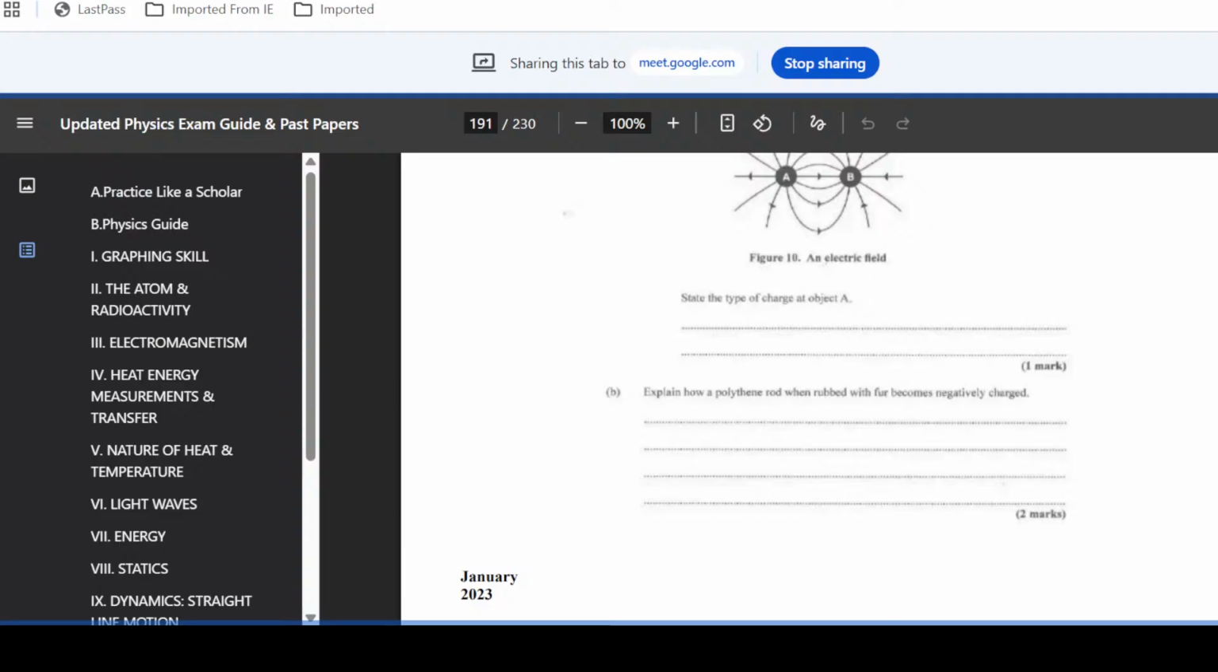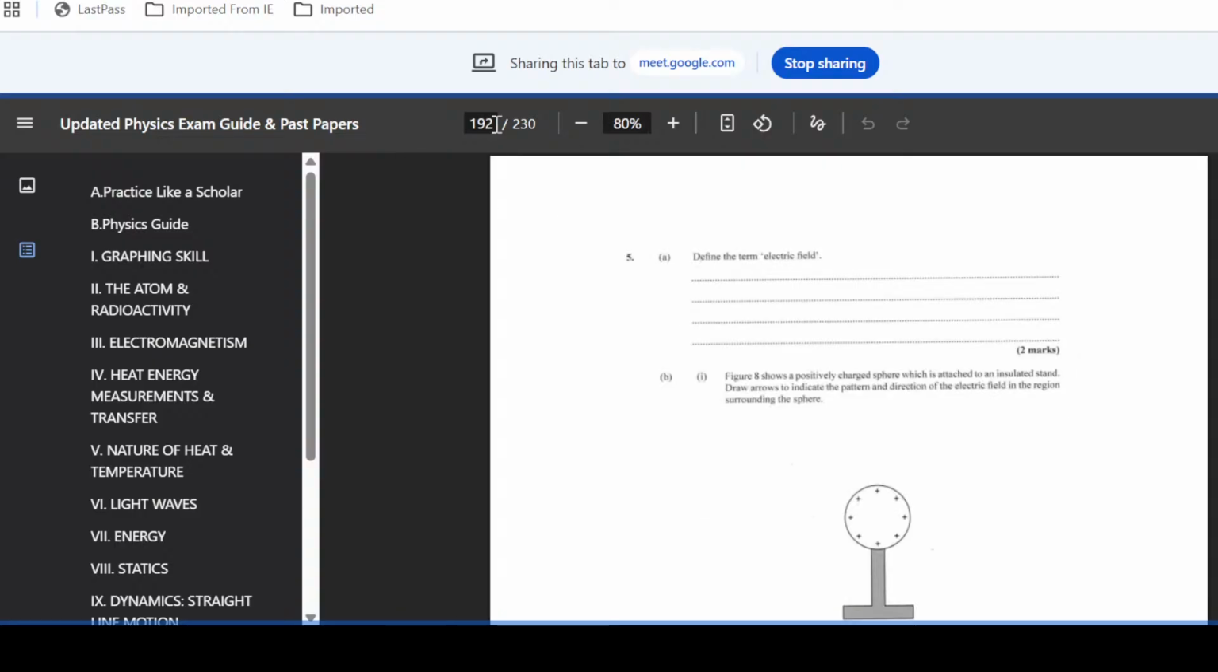So your diagram should look something like that on Q. So on the smaller Q, you should have a distribution similar to that, where the negative is closer to the positive sphere and the other side would be left positive. All right, so not a problem.